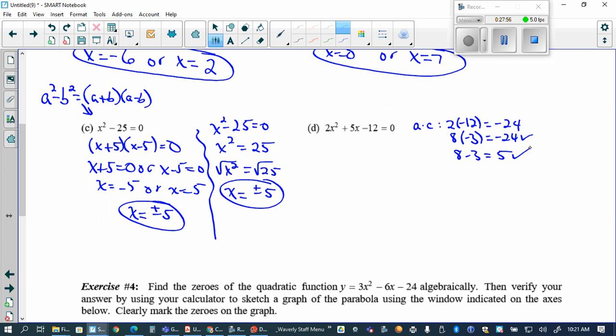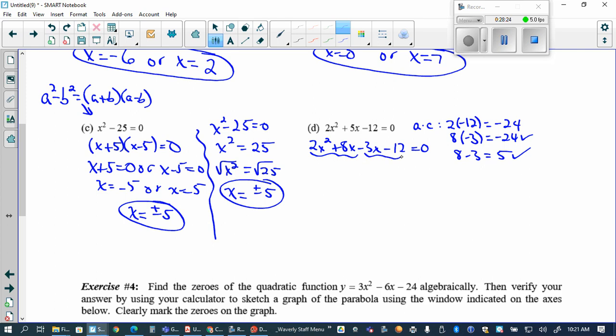So it's split into 2 middle terms. Now we split up that middle term, right? So it's 2x squared plus 8x minus 3x minus 12 equals 0. You keep that equals 0 there, right? Is this coming back to you? Now what do we do?